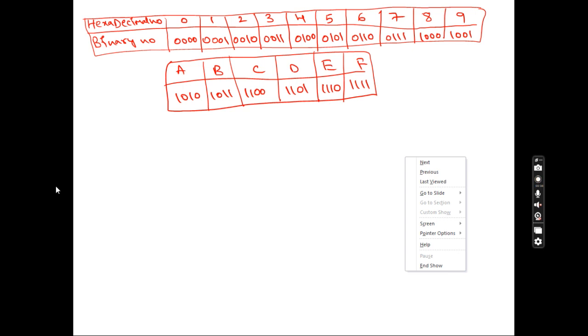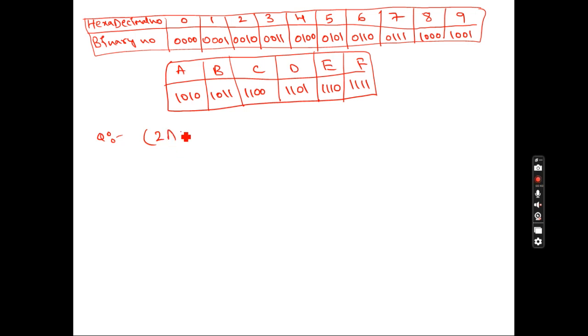So listen, now I'm taking one example problem. So I'm taking the pen option. So listen everyone, take the question. You can take any question, your choice. I'm taking 2AB in base 16, which is equivalent to what in binary? The solution is a two-step problem.